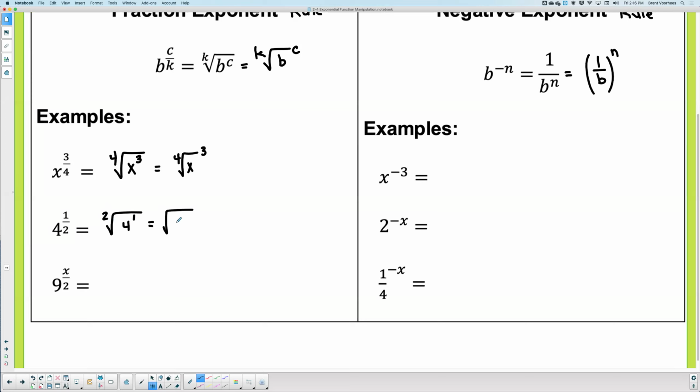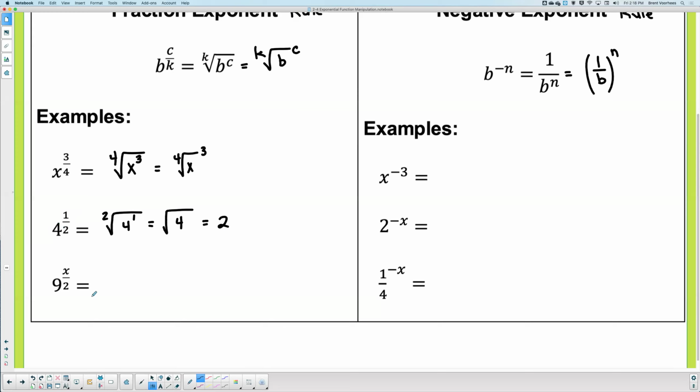What is 4 to the first? 4. You can just do it like that. And what is the square root of 4? 2. There you go. That would be applying the fractional exponent rule right there. That 4 to the 1/2 is 2. That just means the square root.